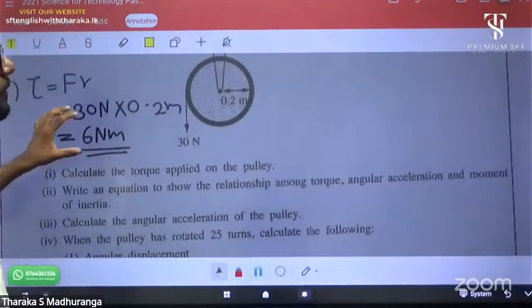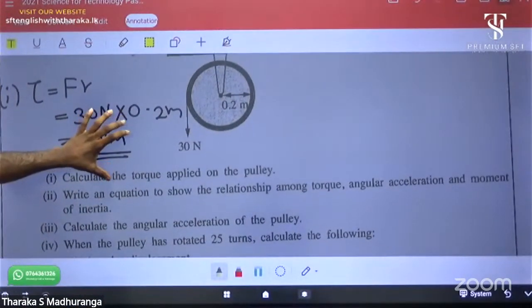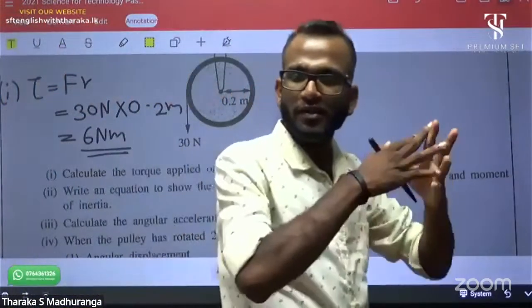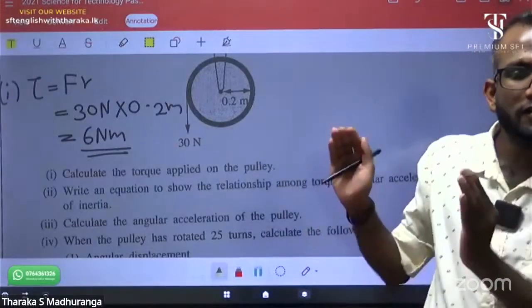Normally in physics questions, don't be afraid of diagrams and long paragraphs, because the questions are very simple.